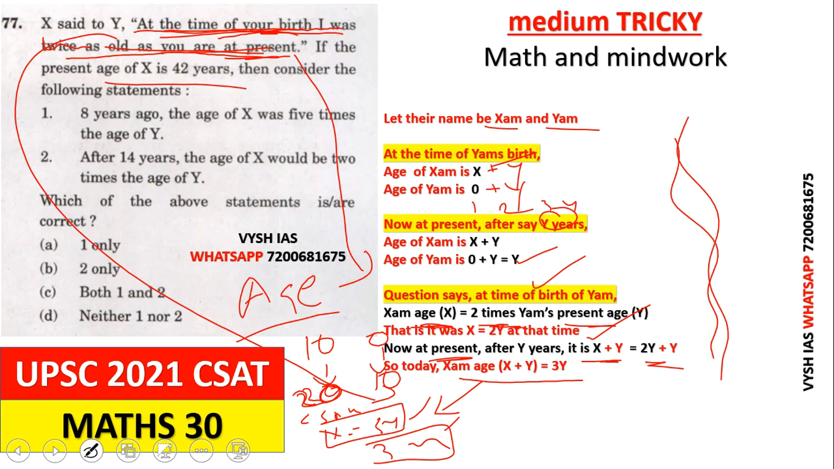Present age of X is 42. Present age of X is 42 means Sam's age is 42. Sam's age is 42 means Yam's age is 42 by 3, that is 14. Now that's not the question. This is just what you derived as the explanation of the question.